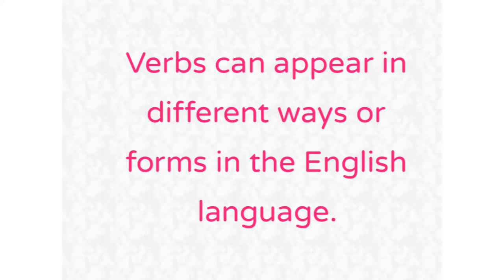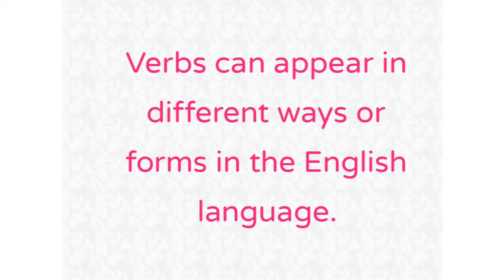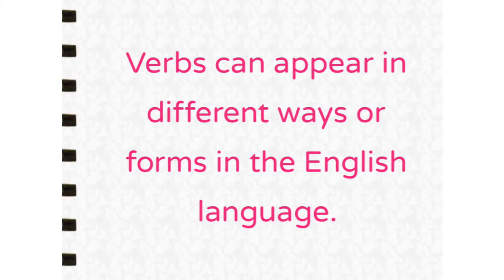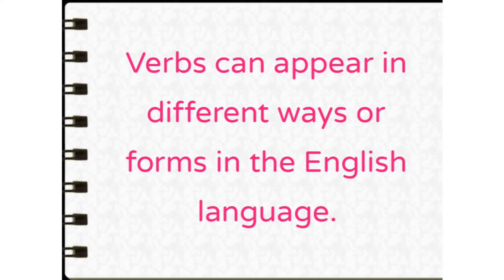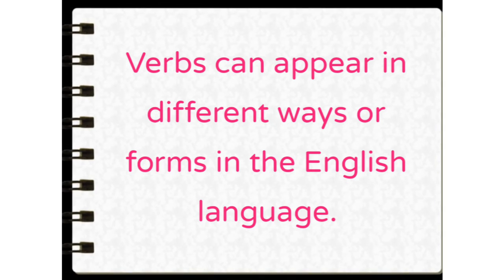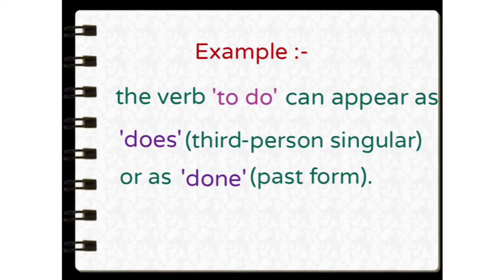The name of the topic itself specifies that verbs can appear in different ways or forms in the English language. For example, to do can appear as does, which is a third person singular form, or as done, which is a past form. Third person singular means simple present tense where we add s or es to the verb.